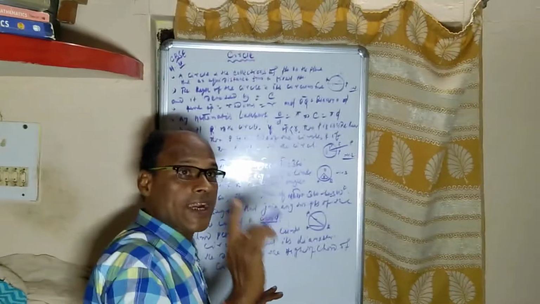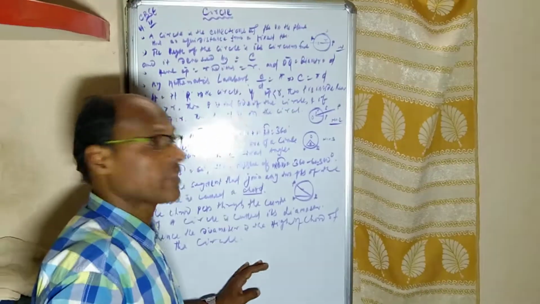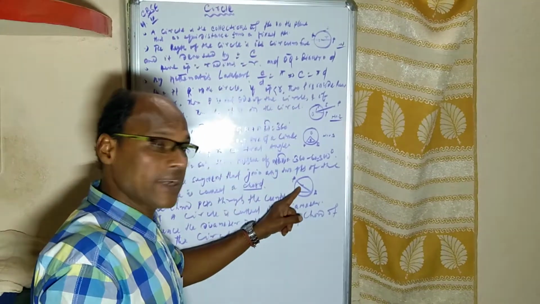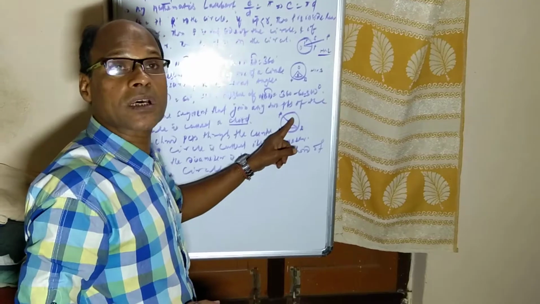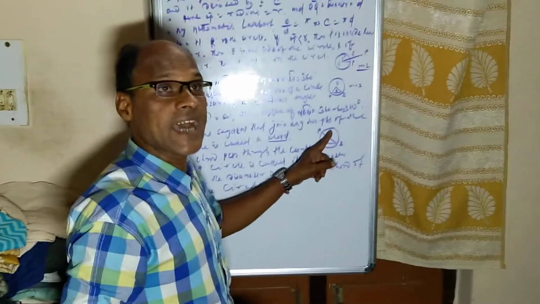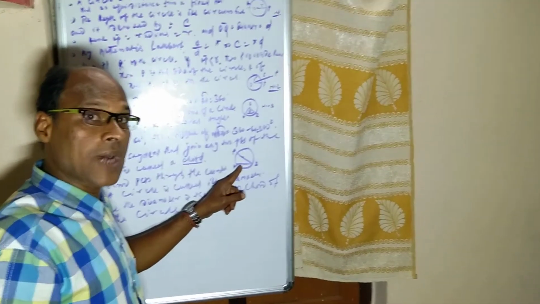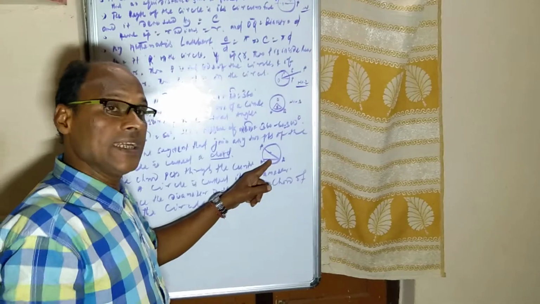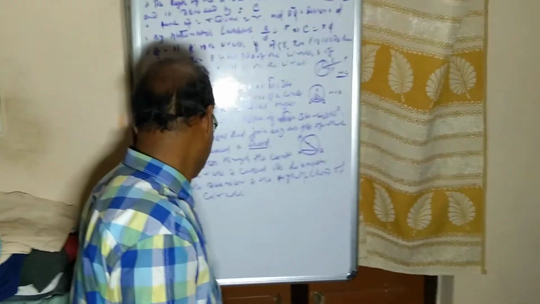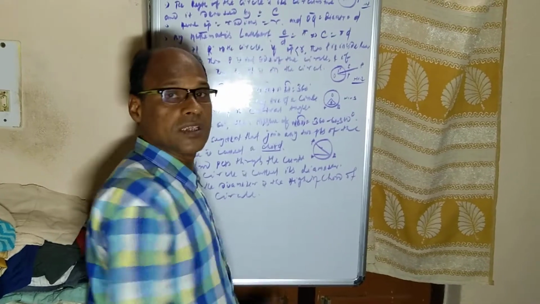But a chord that passes through the center of the circle is known as the diameter. Any chord that passes through the center of the circle is called its diameter, or the longest chord of a circle is known as its diameter. Hence, the diameter is the longest chord of the circle.